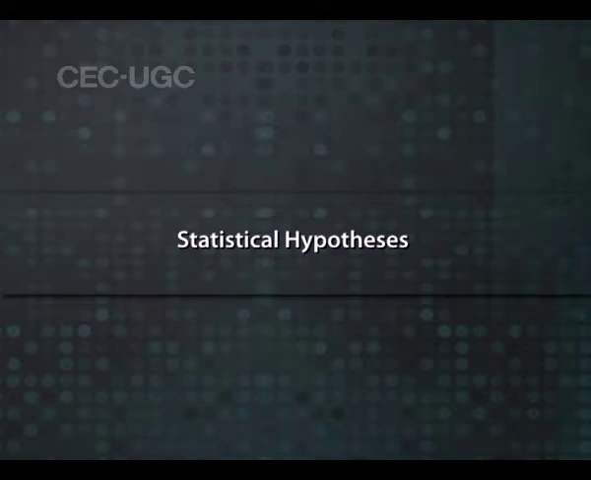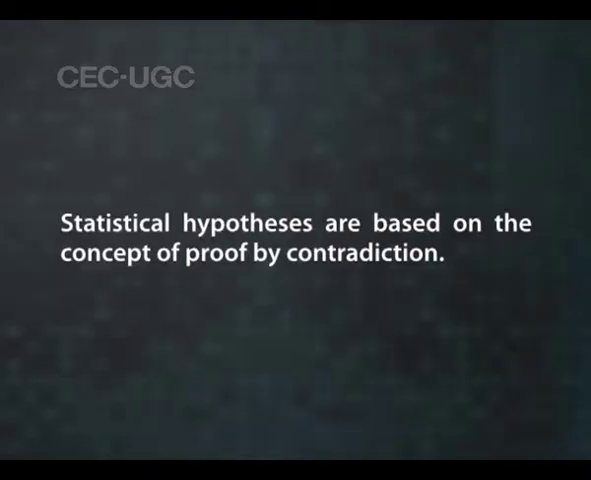Statistical hypothesis. They are defined as assertion or conjecture about the parameter or parameters of a population, for example, the mean or variance of a normal population. They may also concern the type, nature or probability distribution of the population. Statistical hypotheses are based on the concept of proof by contradiction.